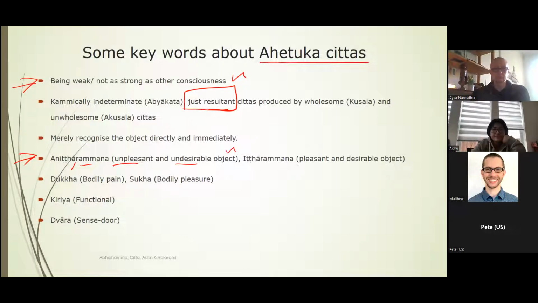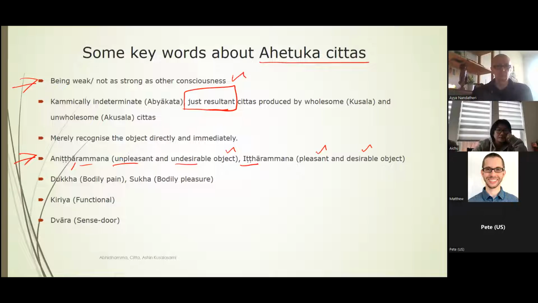So Anitta Ramana is an unpleasant and undesirable object. And the next one is Ittha Ramana. Ittha means a pleasant and desirable object. Mainly there are two kinds of objects, actually not only two, you will learn later, but here I would like to introduce only two. In this world, according to the Abhidhamma, there are two objects: unpleasant and undesirable objects, and pleasant and desirable objects.